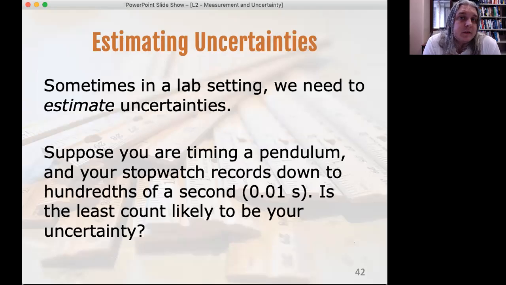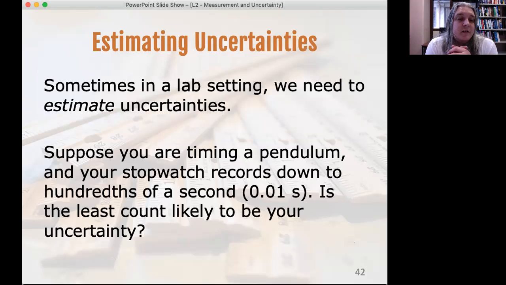When we're in a lab setting, we sometimes need to estimate uncertainties. I said that we can use the least count of the device in some cases, and that is often true. But sometimes you're recording something and you actually want to estimate the uncertainty to be bigger than the least count. For example, you're timing a pendulum, right? Pendulum, we all know a pendulum, just a thing swinging back and forwards, and you're timing how long it takes to do one swing. The stopwatch you're using goes down to 1/100th of a second.